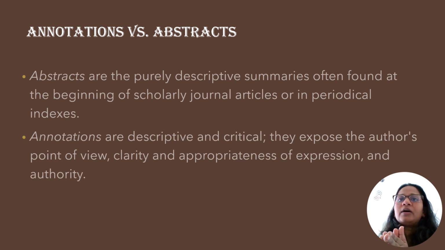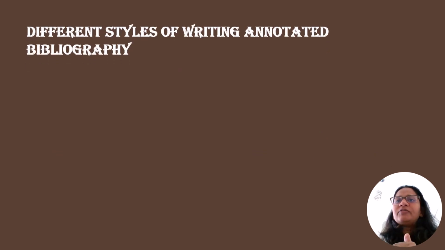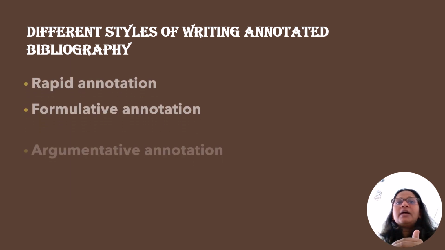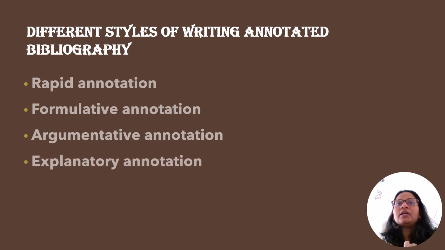So this type of explanation is known as annotated bibliography. Now there are different ways of writing an annotated bibliography, which I will tell you now. So what are the different styles I have made? One is rapid annotation, second is formulative annotation, third is argumentative annotation, and fourth is explanatory annotation.